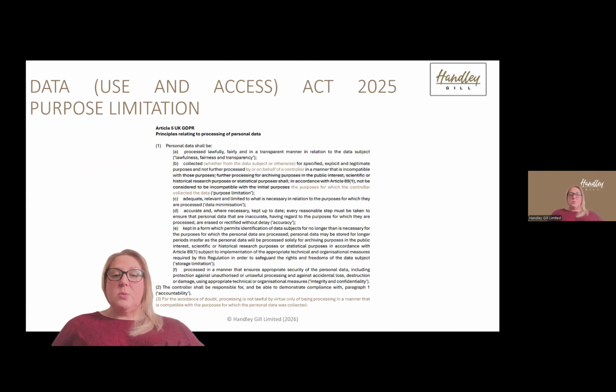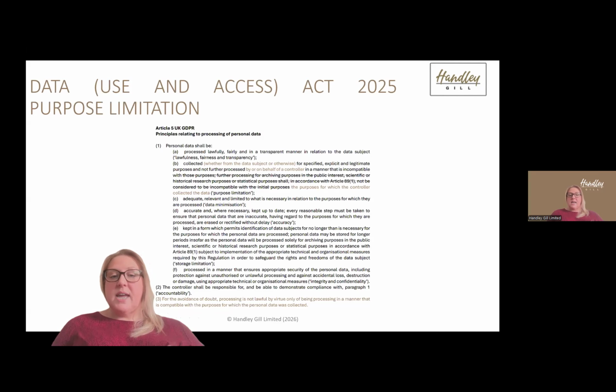So what are the changes? Well, this is Article 5 of the UK GDPR. And Article 5.1(b) now reads that personal data shall be collected, whether from the data subject or otherwise, for specified, explicit and legitimate purposes, and not further processed by or on behalf of a controller in a manner that is incompatible with the purposes for which the controller collected the data, the purpose limitation principle.